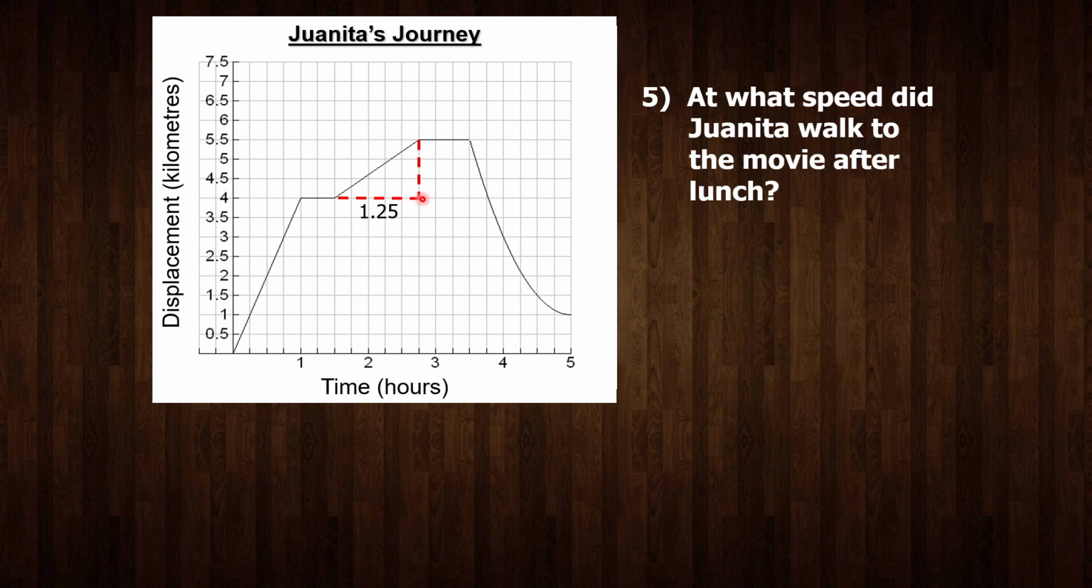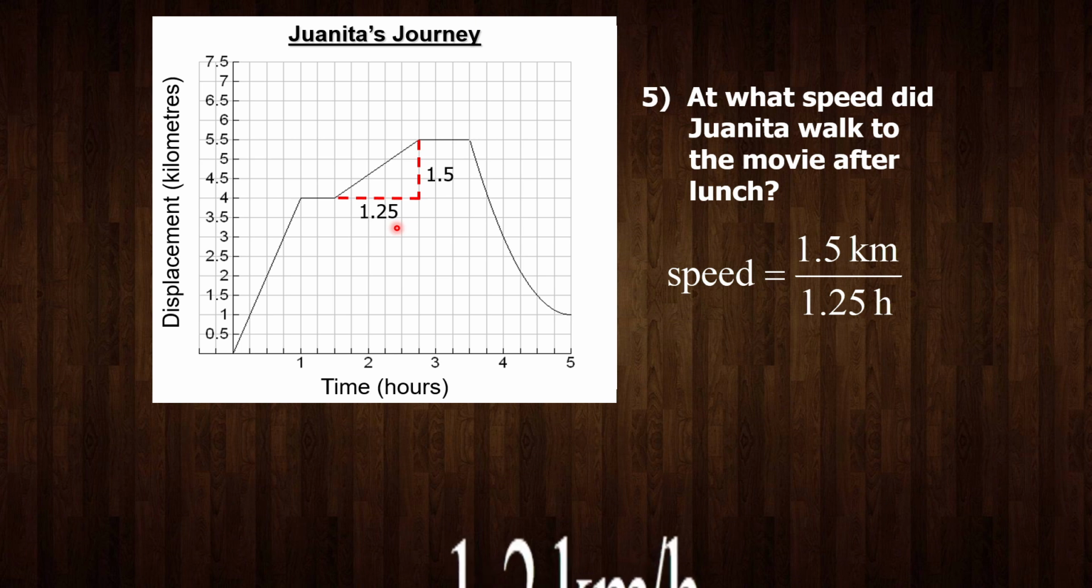Now, how much displacement do we have in that 1.25 hours? 1.5 kilometers. Okay, notice here 2 squares is 1 kilometer, so 3 squares here is 1.5 kilometers. So she traveled 1.5 kilometers in 1.25 hours. Now, if we want to find the number of kilometers per hour, we need to divide. 1.5 kilometers divided by 1.25 hours gives us the number of kilometers per hour, which is 1.2 kilometers per hour.